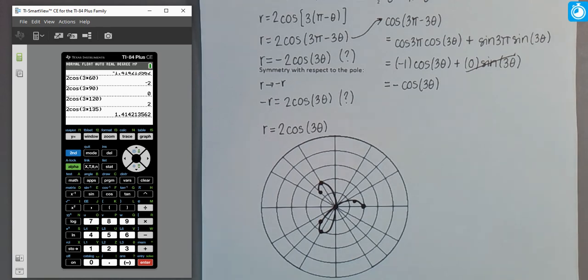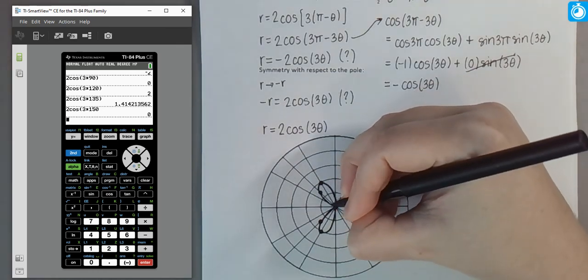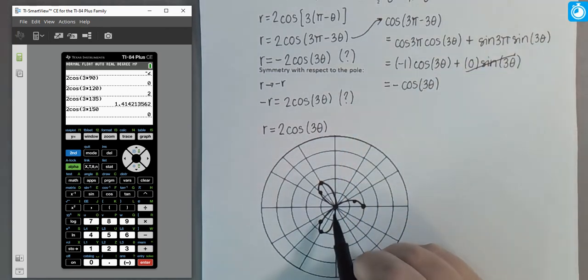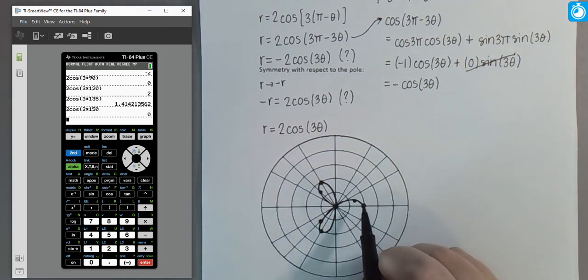Keep going. So the next angle past 135 would be 150. So 2 times the cosine of 3 times 150. And that takes us back to 0. So back to the pole. So notice we filled in 2 loops, but we still haven't completed the loop we started at the beginning.